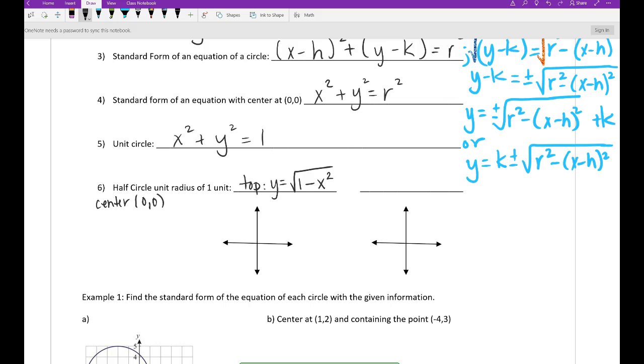When you see y equals square root of 1 minus x squared, it looks funky, but hopefully then you will know, oh snap, this is a half circle. Since it's top, center 0, 0, I'm going to graph it out. 1 unit radius means I'm going right 1, left 1, and up 1. Okay, and then connect the dots.